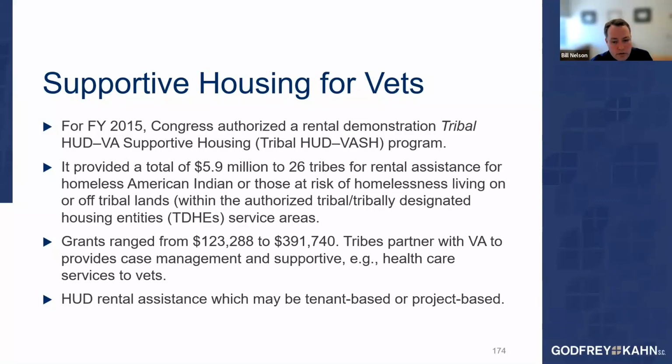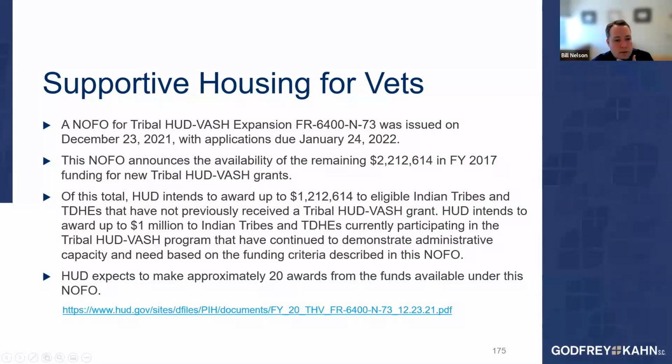So there was a new round of funding, bringing us up to current date. A new round of funding was announced, but unfortunately applications were due just days ago. The funding itself was 2.2 million, so it's an increase in available funds. Most of this money will be targeted towards tribes that are already operating tribal HUD-VASH programs. It's expected that HUD will make 20 awards under this notice of funding opportunity.